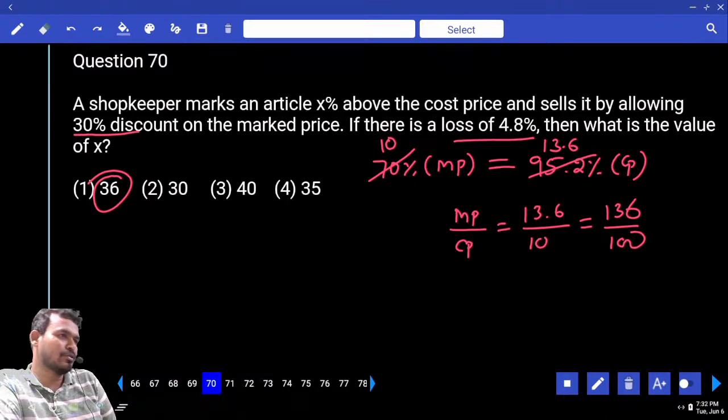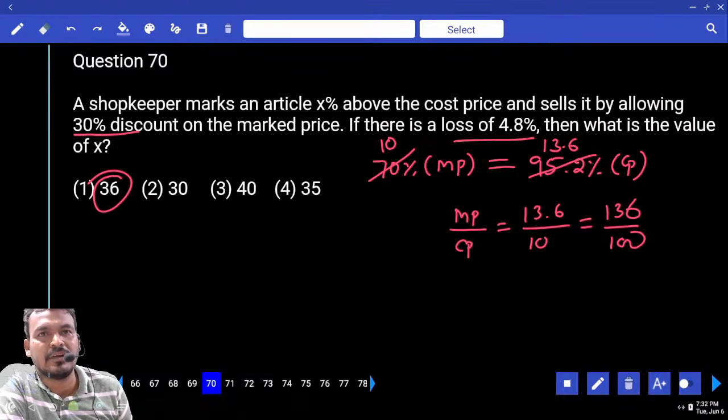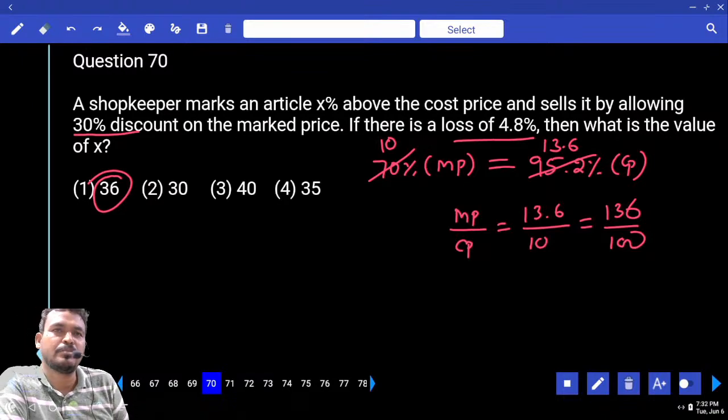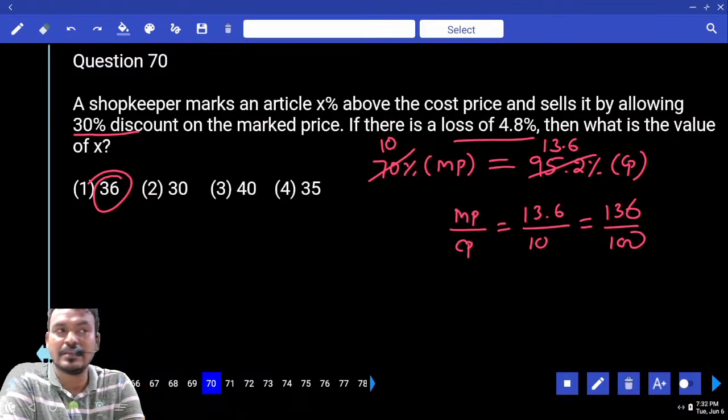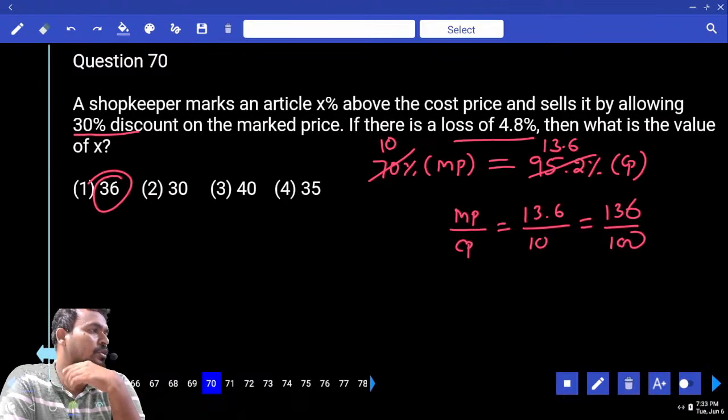For this type of questions, don't write the equation again. 30% discount. What is the value? 70. Next 4.8% loss. 95.2. 70 is actually the market price. But 95.2 is the cost price. Reverse is taken. Market price by cost price. Market price is more value. Cost price is less value. Because market price is always more than the cost price. 30% discount means 70. That is treated as cost price.